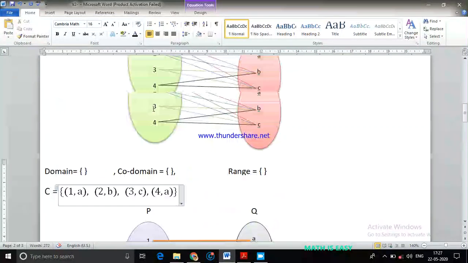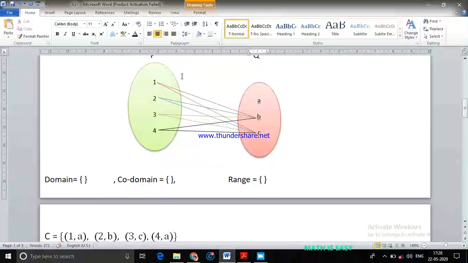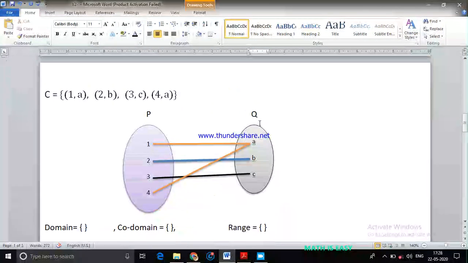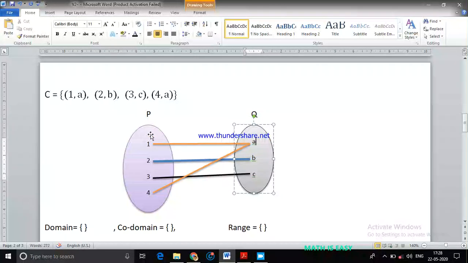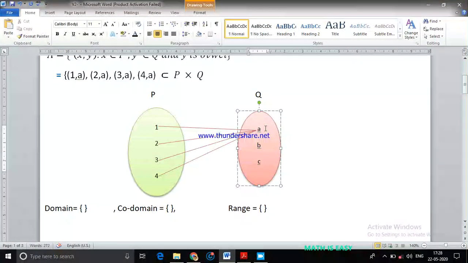For example, here in all these examples, if you observe, every element of P has some connection with Q. Here also every element of P, 1, 2, 3, 4 has a connection with some element of Q. And even here also every element of P has some connection with the elements of Q. And here also every element of P has some connection with an element of Q. So here in P, every element has some connection in set A, set B and set C. But it's not the same for set Q. See in Q, here A only has mapping with some elements of P, and B and C have no mapping.